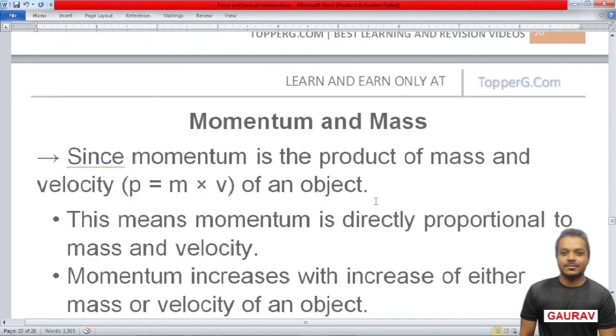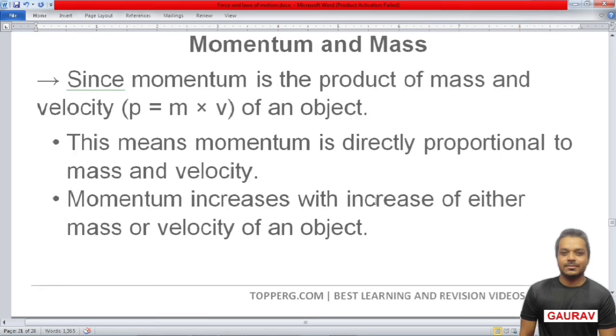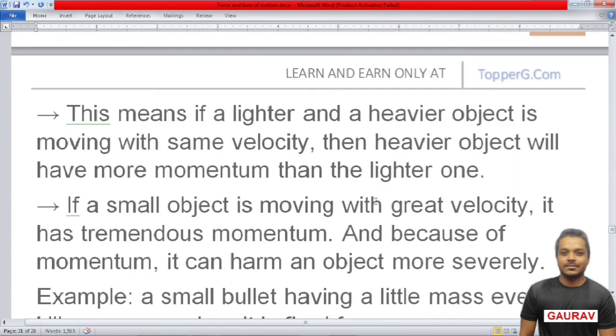Momentum and mass. Since momentum is the product of mass and velocity of an object, this means momentum is directly proportional to mass and velocity. Momentum increases with increase of either mass or velocity of an object. This means if a lighter and a heavier object are moving with the same velocity, then the heavier object will have more momentum than the lighter one.